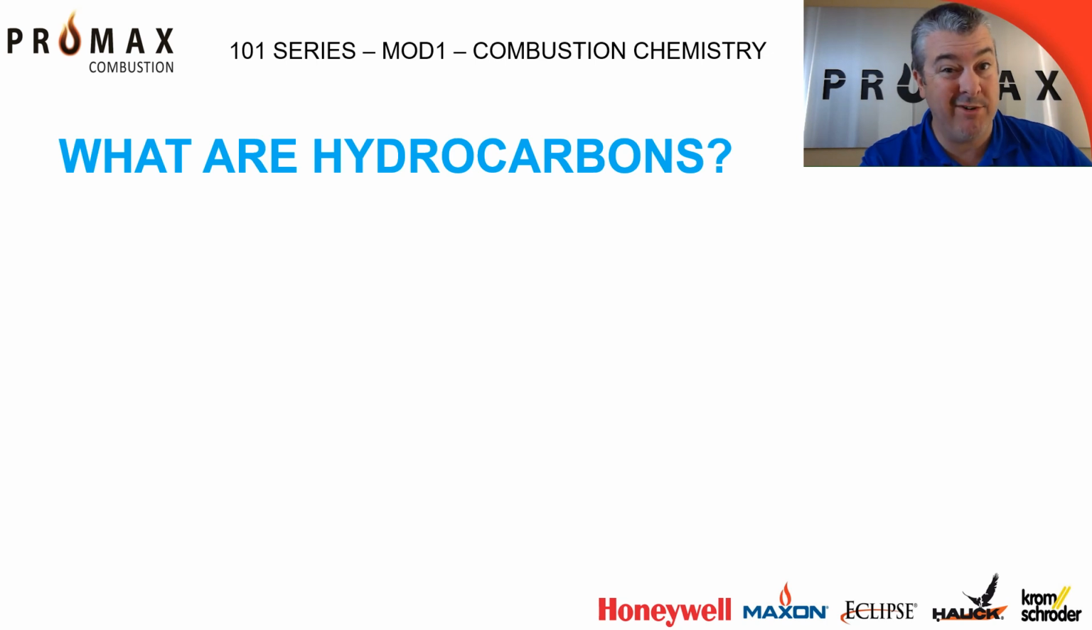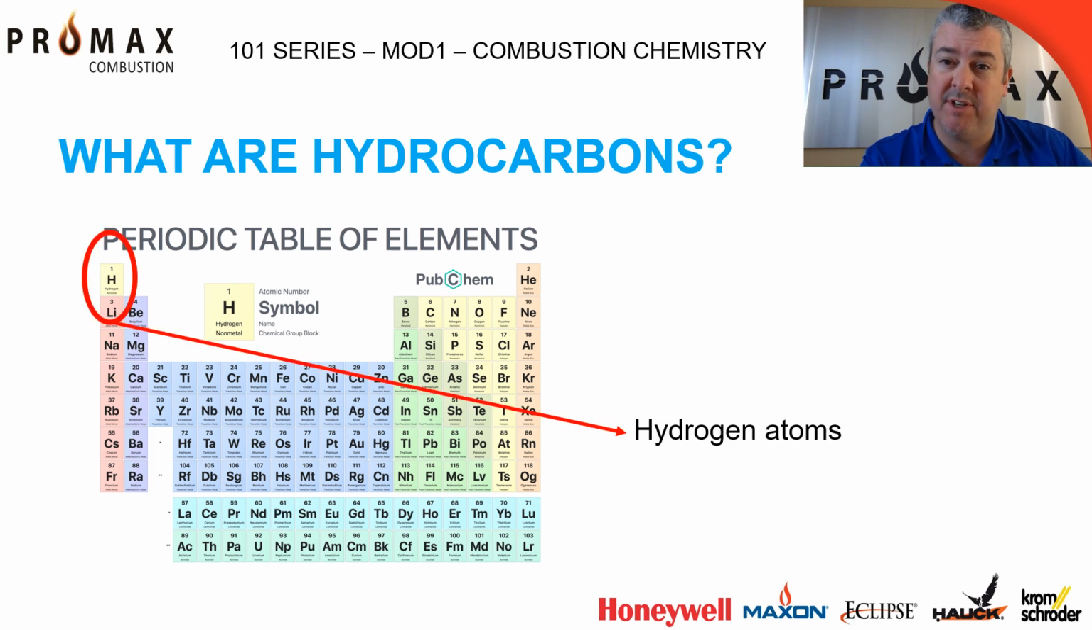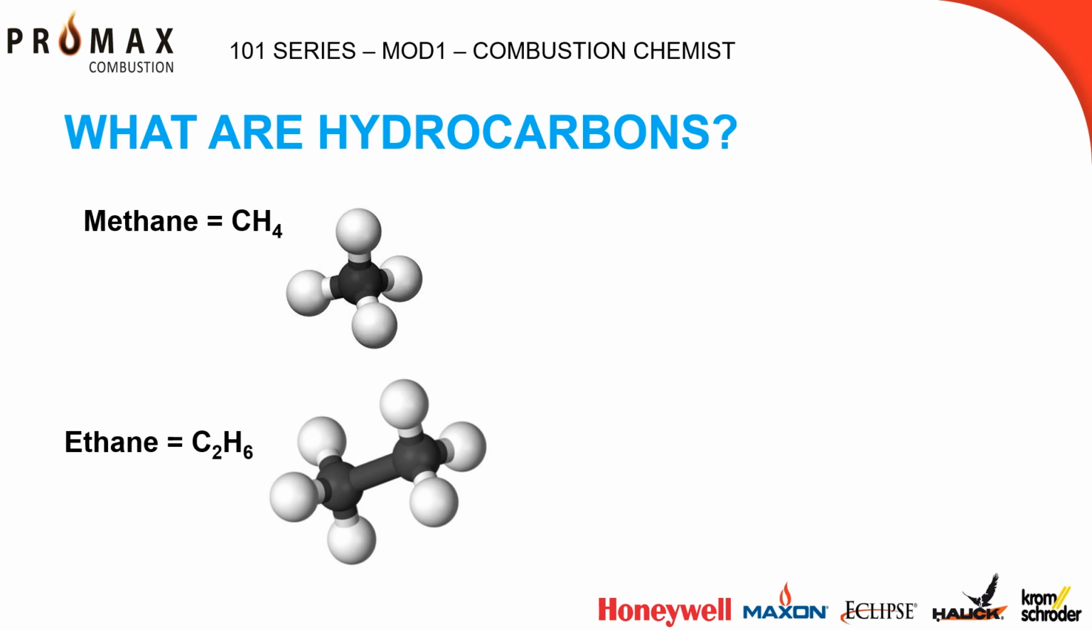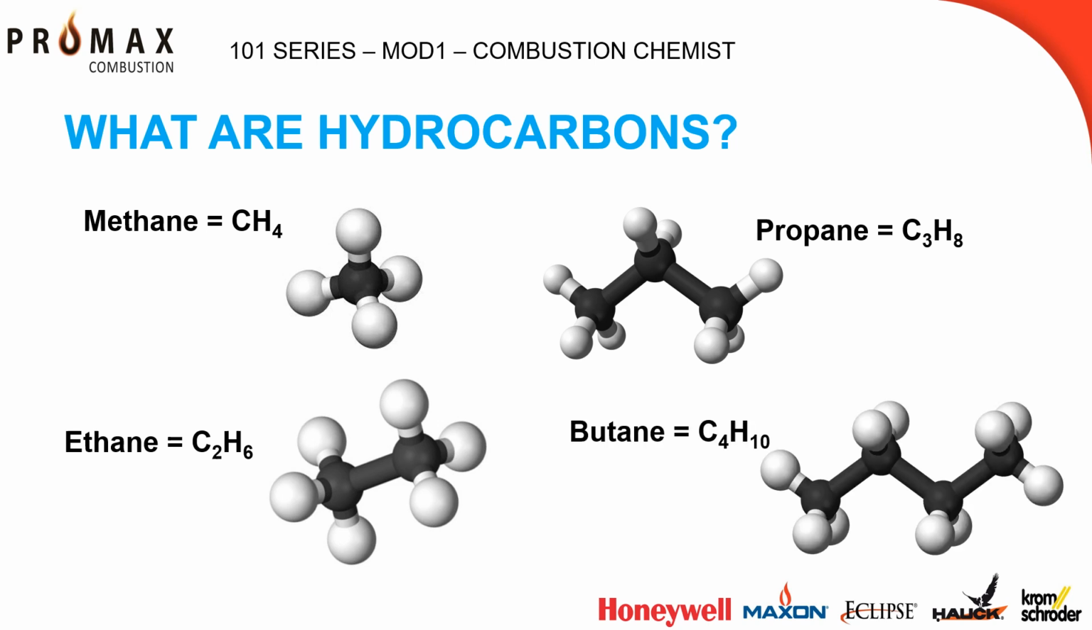Now, what exactly are hydrocarbons? In English, this means fuels that are comprised of mostly hydrogen and carbon atoms and are readily available as a gas. The two most common hydrocarbons used in industrial applications are natural gas, also known as methane, and propane. Methane is a single carbon atom surrounded by 4 hydrogen atoms. Ethane is 2 carbon atoms surrounded by 6 hydrogen atoms. Propane is 3 carbon atoms surrounded by 8 hydrogen atoms. Butane is 4 carbon atoms surrounded by 10 hydrogen atoms, and so on and so on.